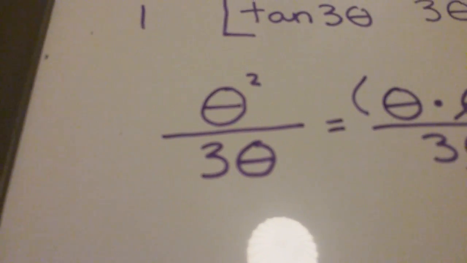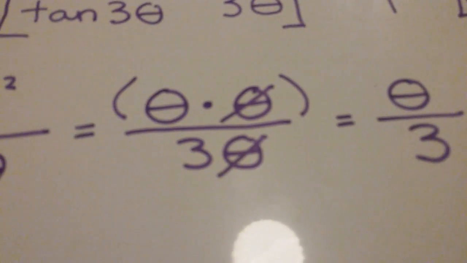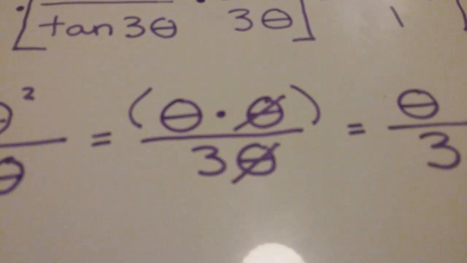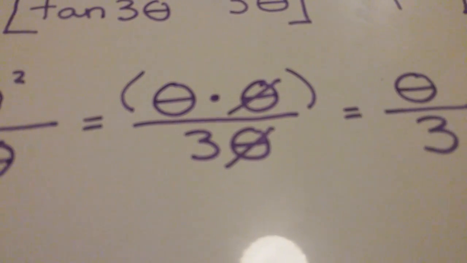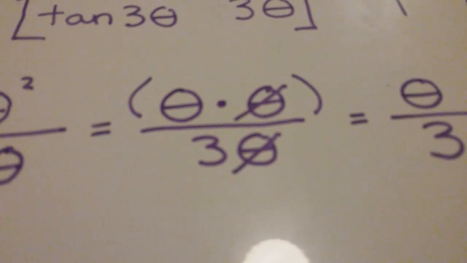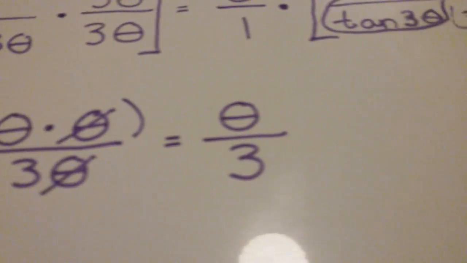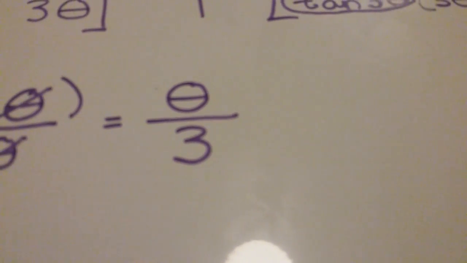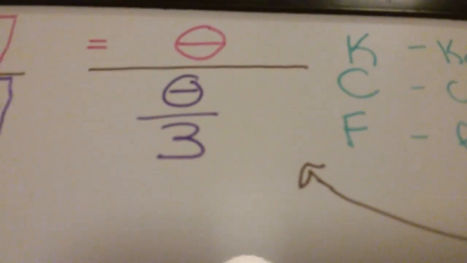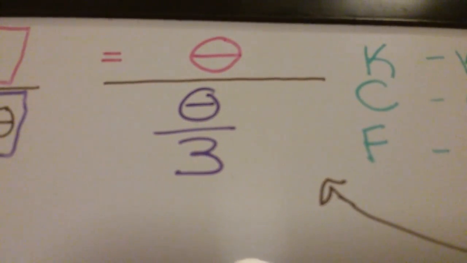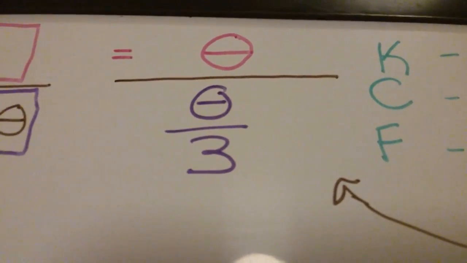That theta squared can be rewritten as theta times theta, which, you know, from doing factoring, that should be common knowledge. So we can cancel out that theta, making it smaller. So our answer for the bottom is theta over 3. So I wrote that up here in purple. So we've done a lot of working out, so we get theta over 3.